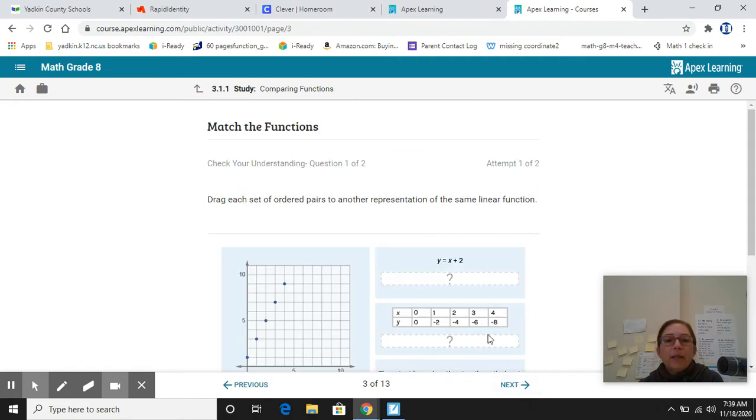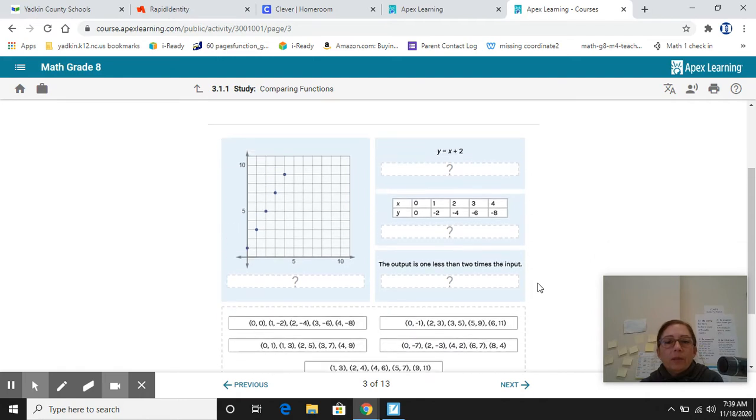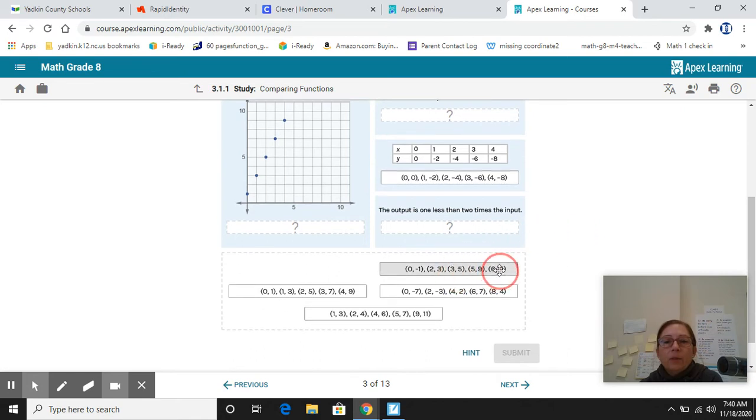Page 3, drag each set of ordered pairs to another representation of the same linear function. So they're asking you to drag these into one of these places up here. So starting with the one I'm on right here, 0, 0, let's look, here's 0, 0. 1, -2, 1, -2, I'm just making sure they match. 2, -4, 2, -4, 3, -6, 4. So you would just take this and drag it there. And then you do that with the rest of them too.